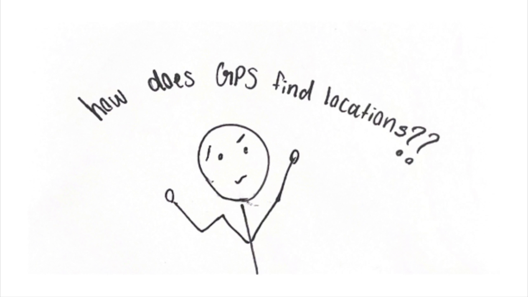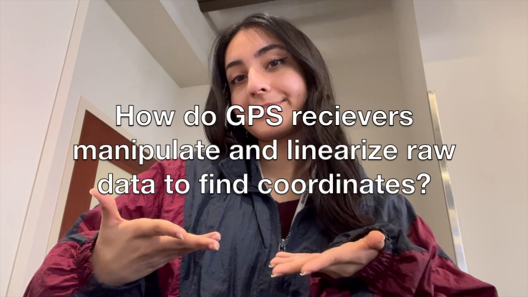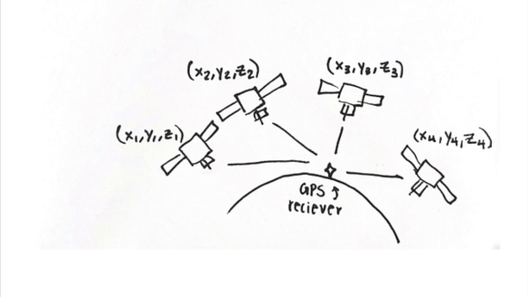Have you ever wondered how the GPS finds our location and coordinates? Hi, I'm Maham, and today I'm going to show you how the GPS system linearizes information given by satellites with a Taylor series expansion in order to find the coordinates. Typically, at least 4 satellites are used.